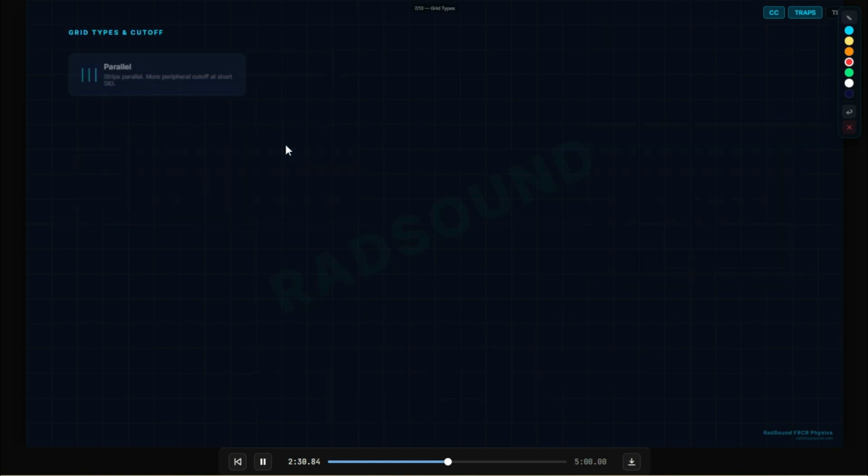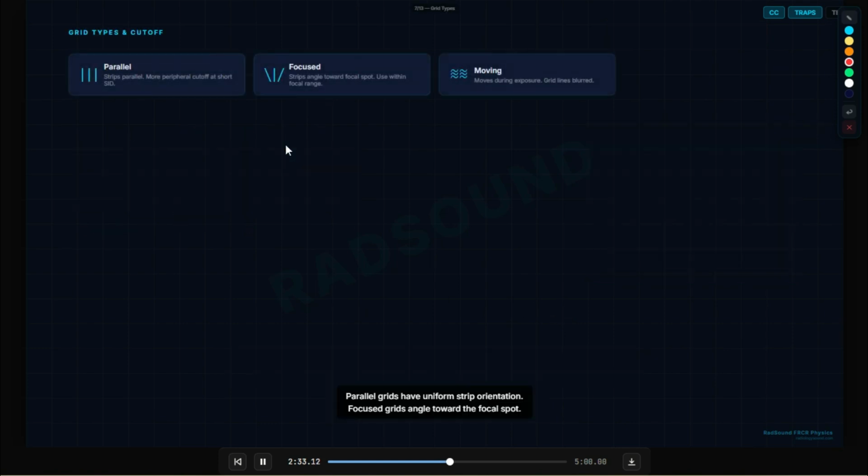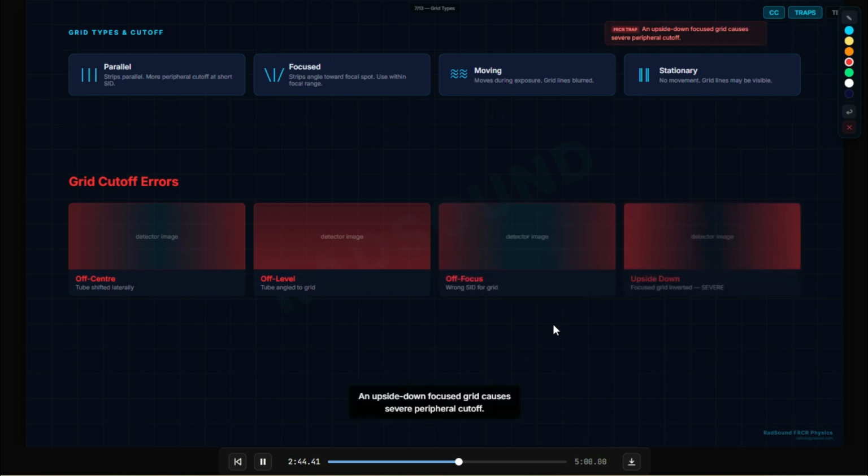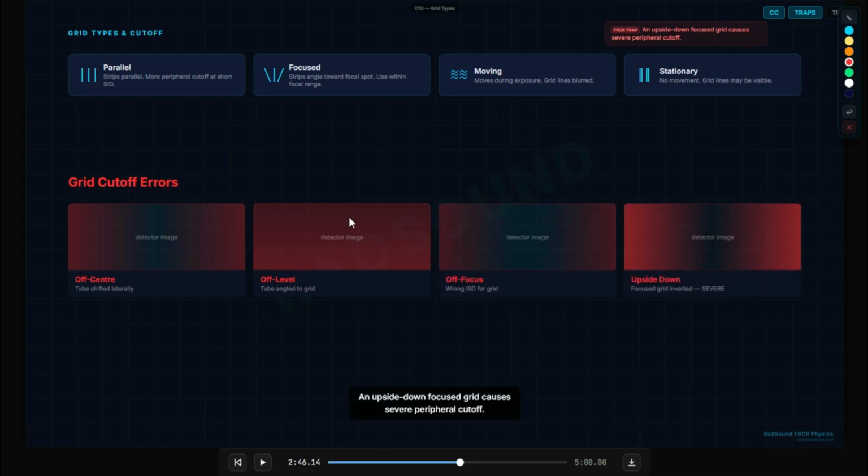So let's talk a bit more about types of grid. We have parallel, the strips are parallel, as we mentioned before. We have focused, the strips angled towards the focal spot. We have moving, and we have stationary. So there are certain things that we have to discuss. We have something called grid cutoff errors.